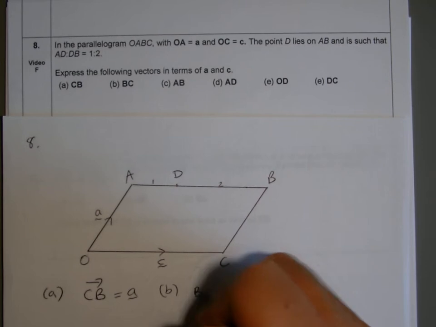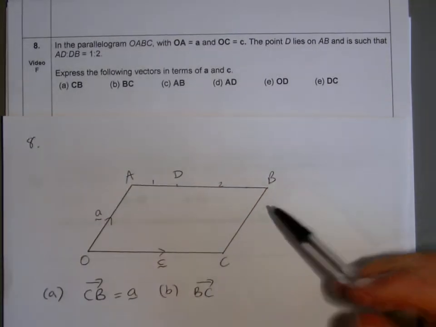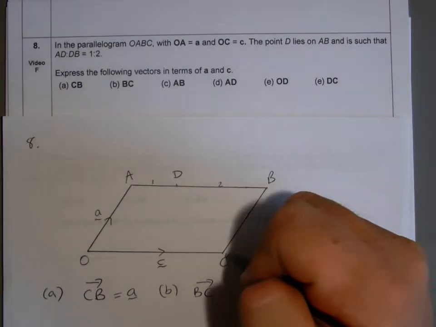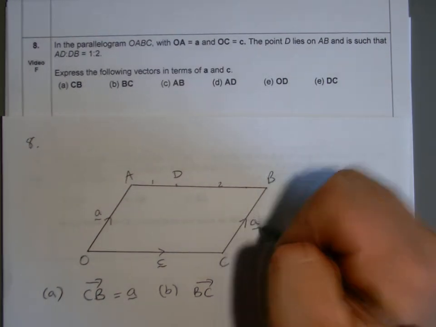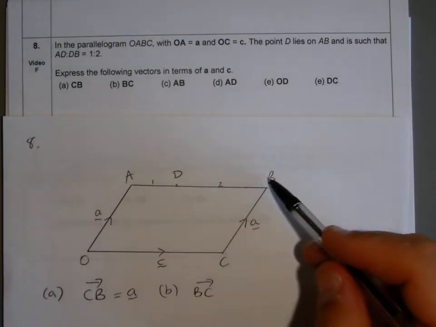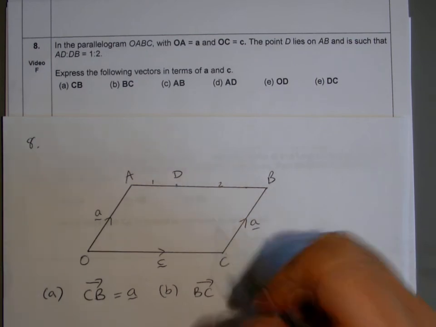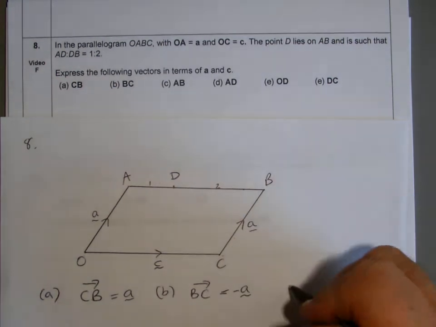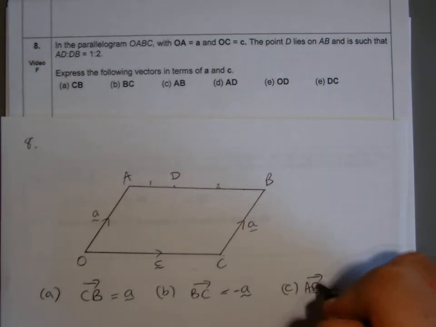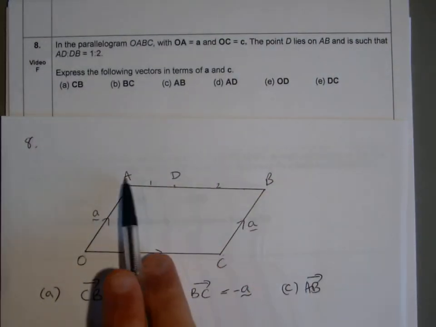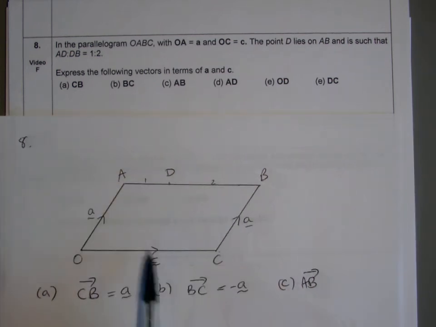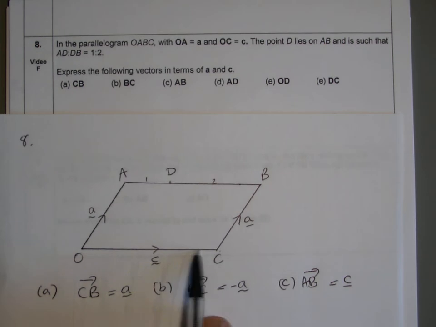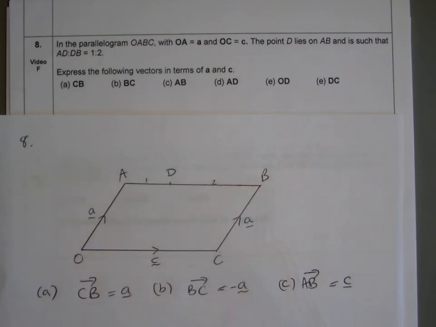BC. Now BC was the same side, isn't it? But this time it's the reverse. So if C to B is little a, just like we've got this side here, BC is going to be the reverse of it, so going backwards, so we have minus a. Okay, then AB. So AB is the whole of that side there, which of course is going to be the same as OC. Okay, so easy so far. It's going to be identical to that side because it's parallel and equal in size.